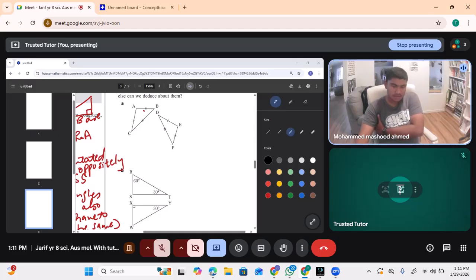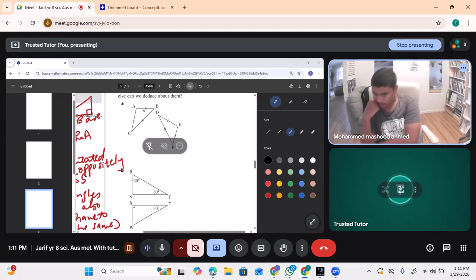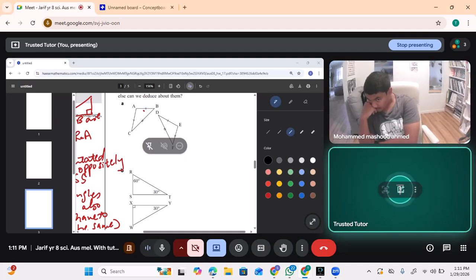A and B, both are congruent. Okay, so both are congruent. So if you have to explain and write down the congruency, how would you write that?